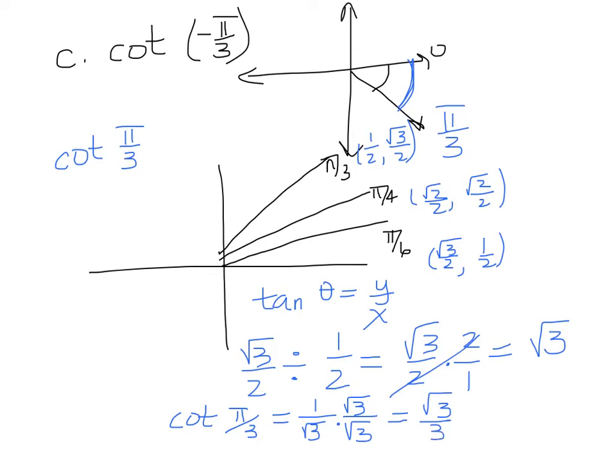Now we have to check to see if it should be positive or negative. Remember, we're in quadrant 4. A, S, T, C. So only cosine and secant are positive. So that means cotangent has to be negative. And there you have it.